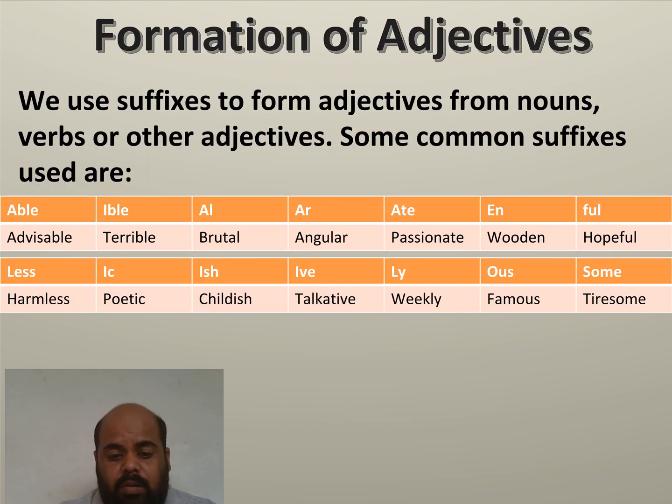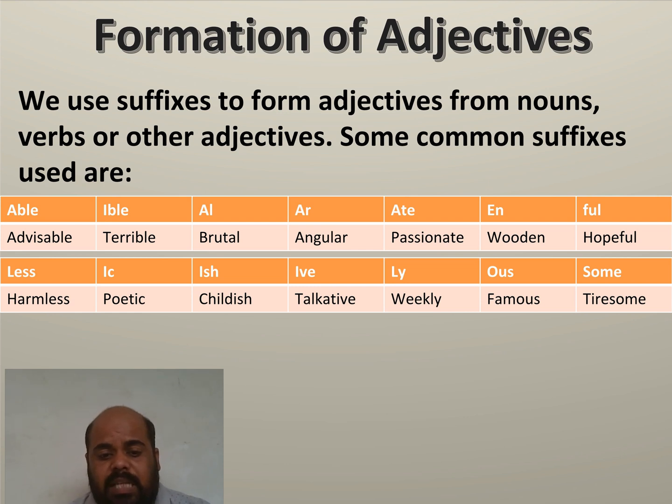Now we are moving on to our next topic, which is the formation of adjectives. We have seen there are many nouns and verbs, and we put some suffix on them and make those nouns or verbs into adjectives. There are 14 such suffixes which we use to change a noun or a verb, or in certain cases other adjectives also, to turn them into adjectives.